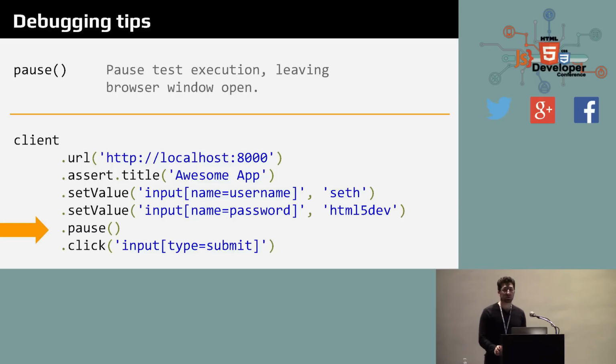First, probably one of the most useful APIs is pause. So you can call pause on the client object. And this will, well, pause the test. And it will leave the browser window open, so you could then go ahead and dig into DevTools or just look at the page and kind of try to figure out what the heck is going on.